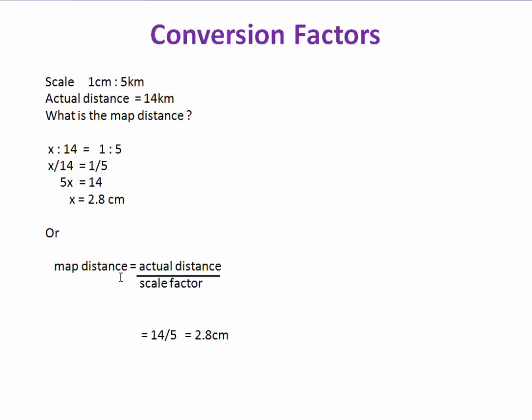We can write it in this way if we want to remember it in an exam. The map distance equals the actual distance divided by the scale factor. So the actual distance we're given is 14 kilometers. The scale factor is 5, 1 to 5. So 14 divided by 5, 2.8 centimeters.